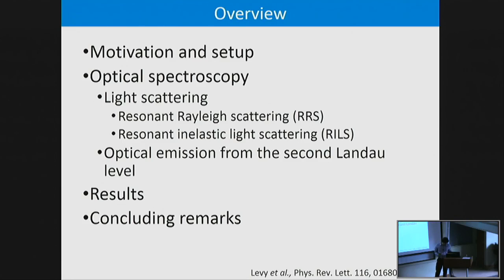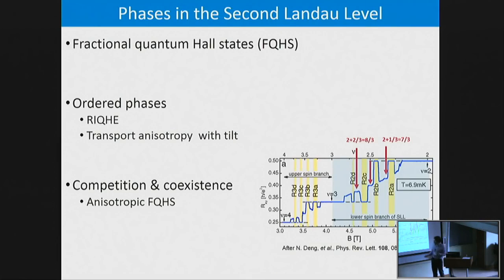Anyways, let's get started. So as most of you know, the second Landau level is a really rich field of study because it displays not only fractional quantum Hall states, but also reentrant integer quantum Hall states, which arise from partially ordered phases, thought to be the bubble or stripe phase, which also result in.